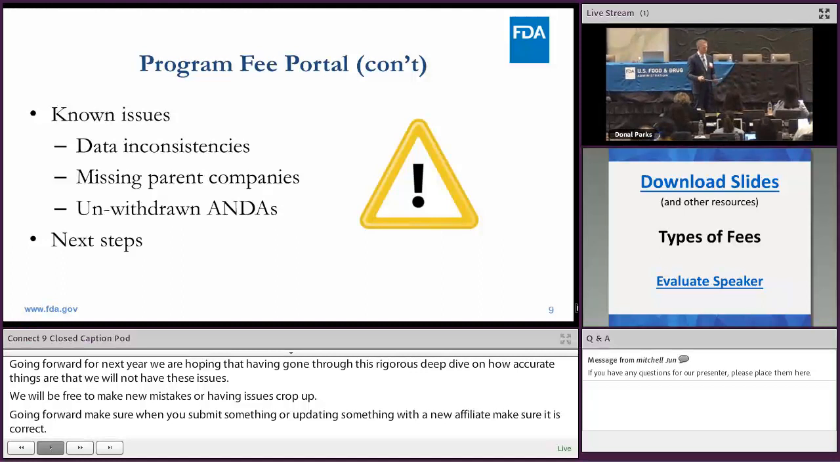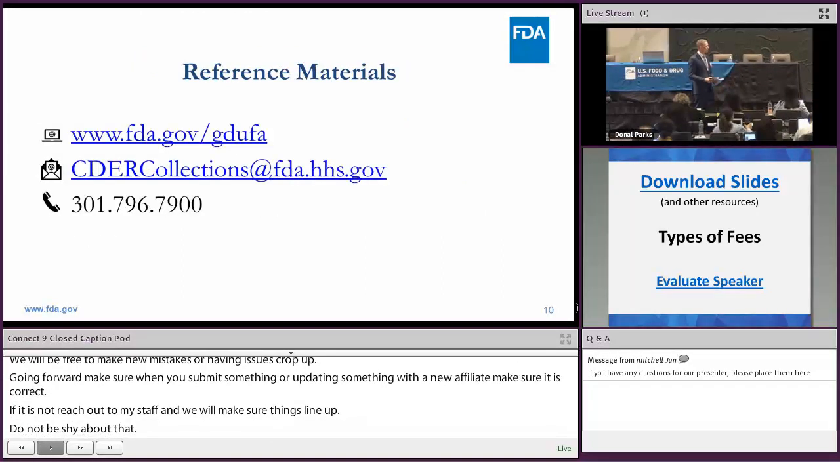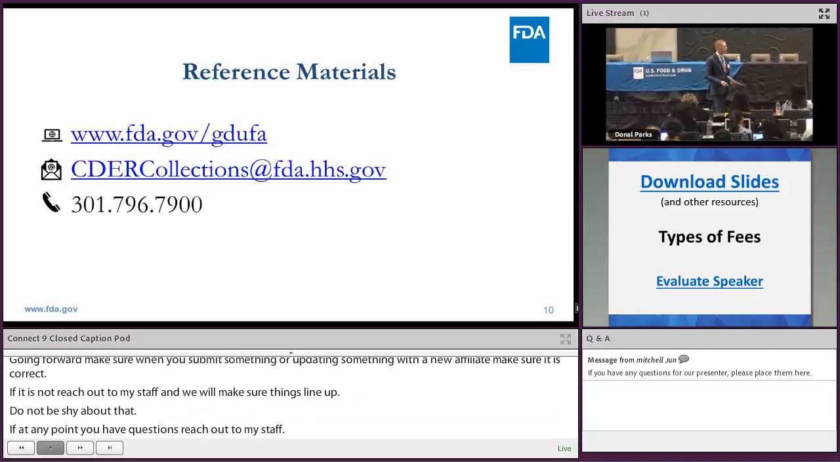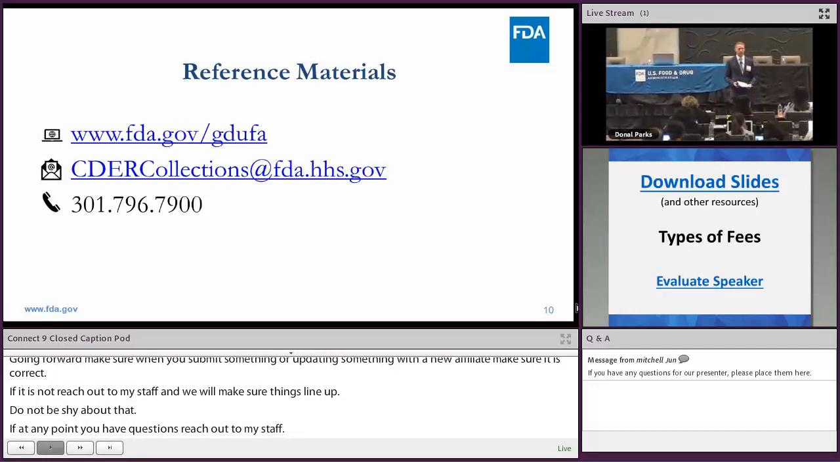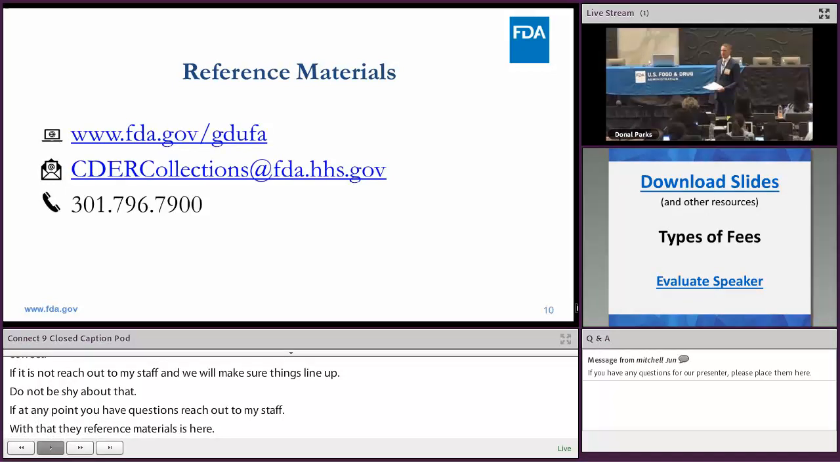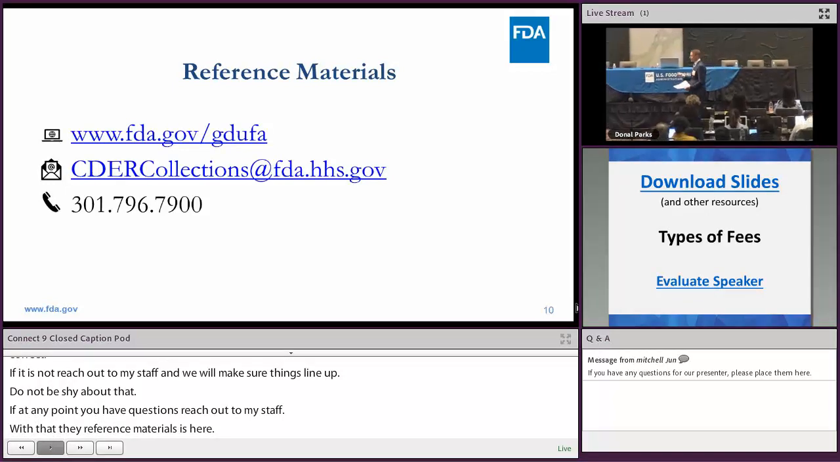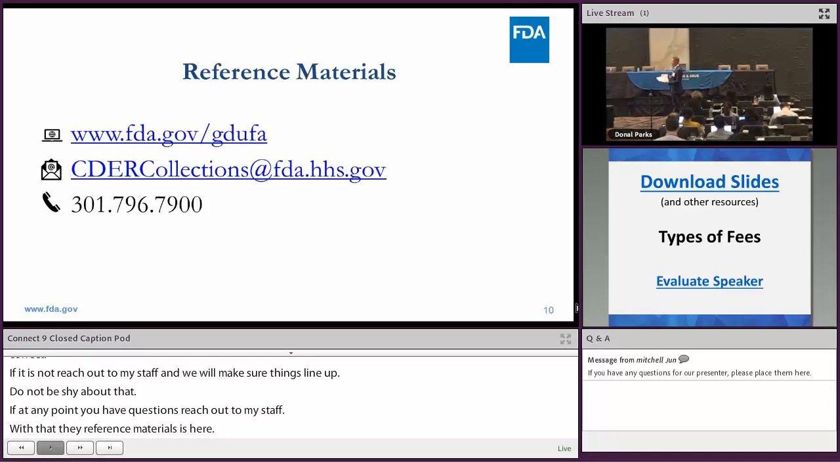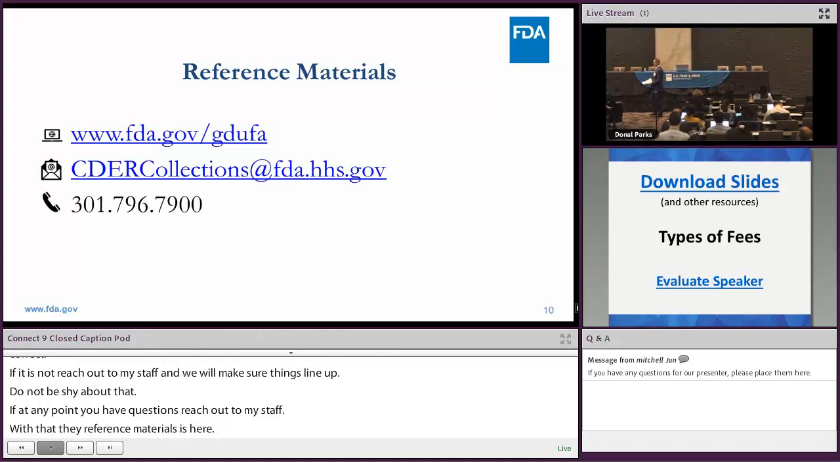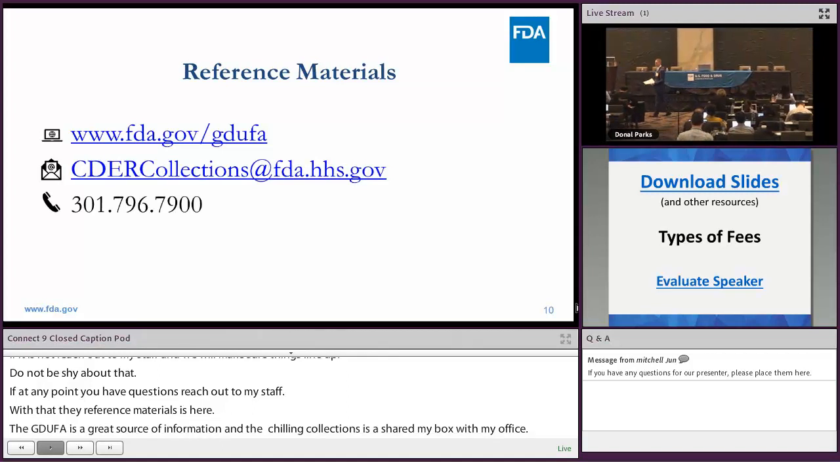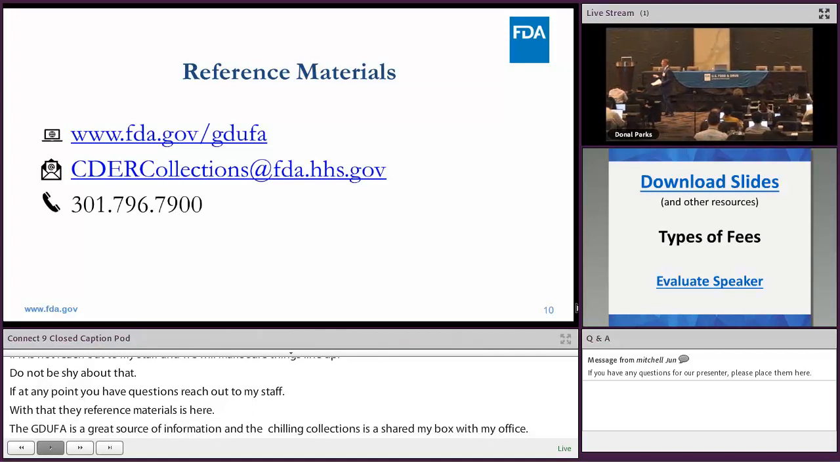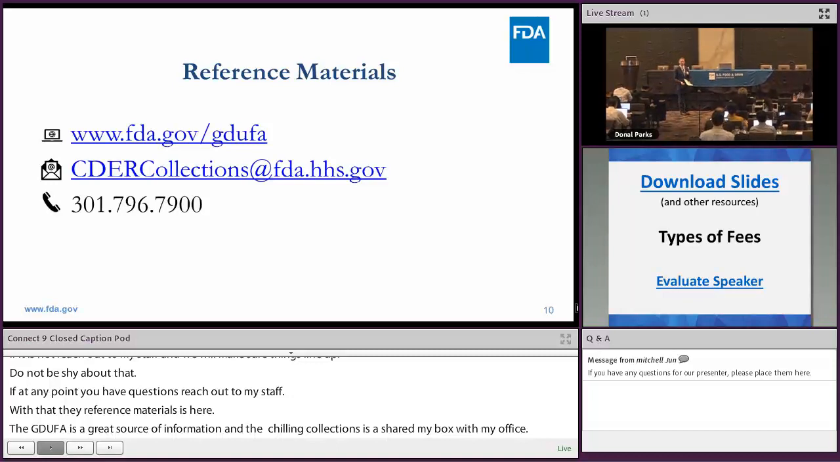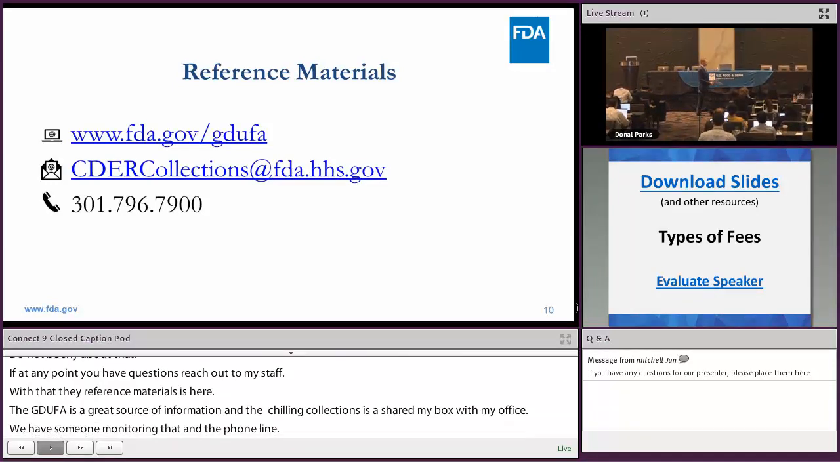With that, the reference materials here: the GDUFA page is a great source of information on the program in general. And then the CDER Collections is the shared mailbox for my office. We have somebody monitoring that every day during business hours. And then we have a shared phone line that's manned with a live person during business hours. There's a voicemail function if you call outside those hours, and we will get back to you. My expectation for my staff is that the phone during business hours will be answered within 2 or 3 rings. On the 4th ring, it rings over to my phone.